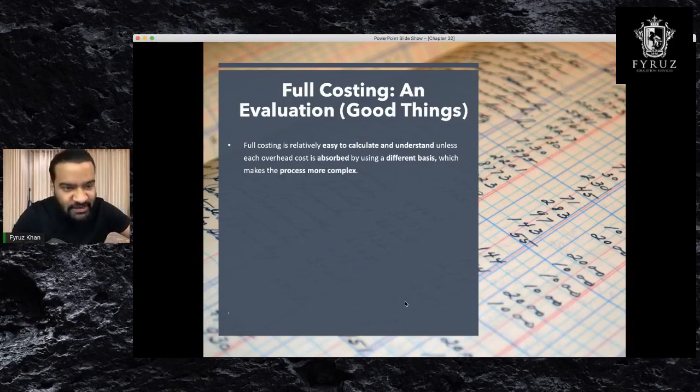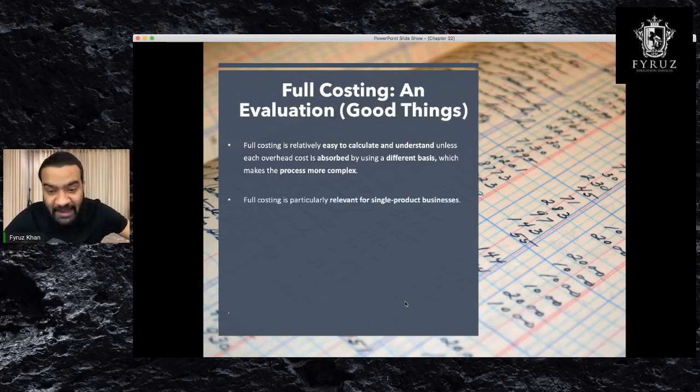Okay, you take all the cost from different sections and that's it. But sometimes it can be complex taking all the costs. Then full cost is good for single product businesses that are small, businesses that only make one or two products.